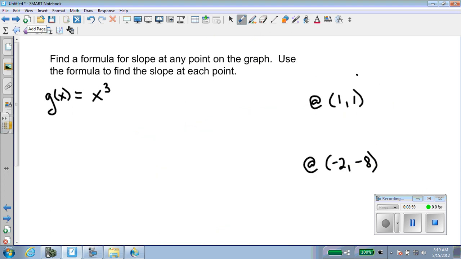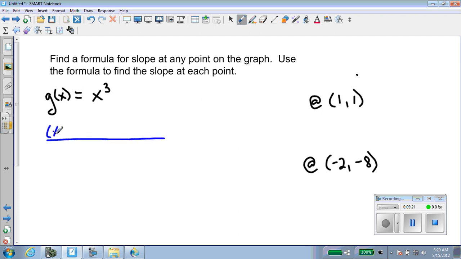Find a formula for slope at any point on the graph. Use the formula to find the slope at each point. Okay. These are different directions, but they're asking us to do the exact same thing. Find that slope formula. So we're going to use the limit as h goes to 0 of the difference quotient.